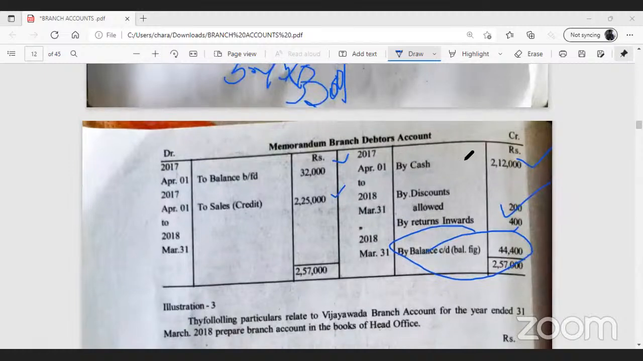This is the format also. Opening balance of debtors, credit sales to debtors, cash received from debtors, discount allowed to debtors, returns, and closing balance of debtors. This is the format. Among these six items, if any single piece of information is missing, you are supposed to find it relating to the debtors. Understood?